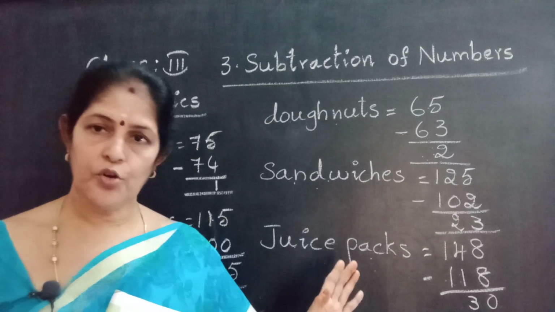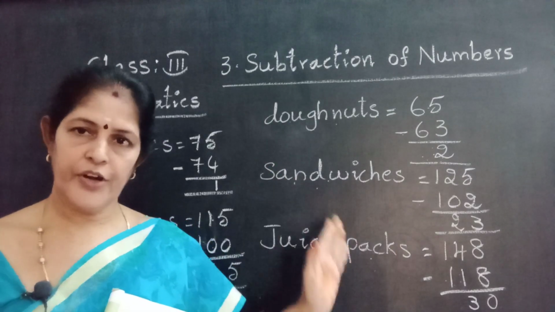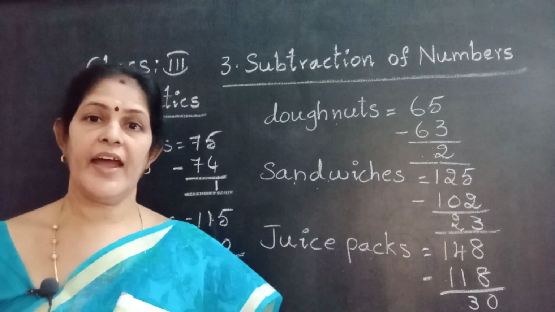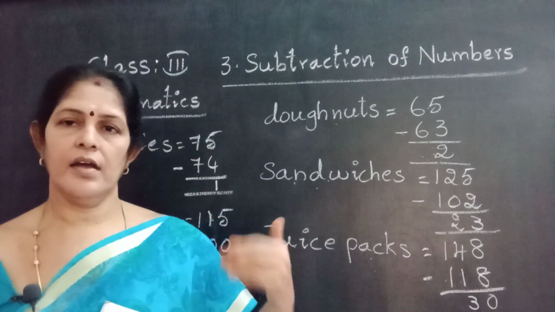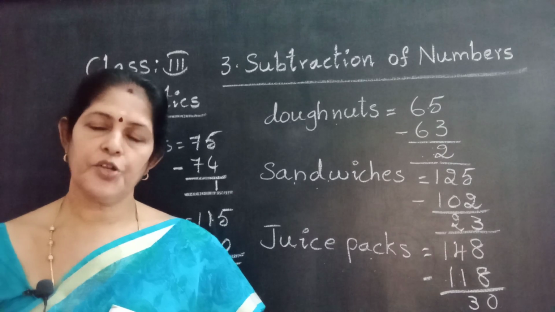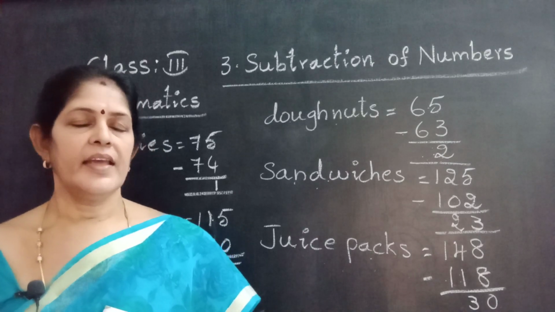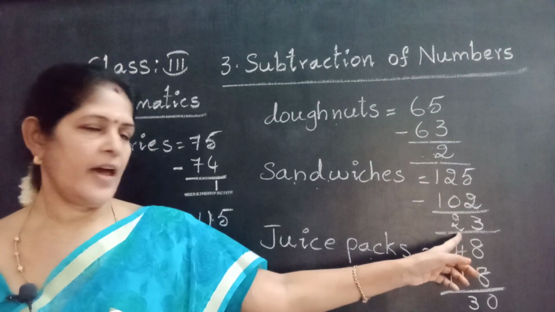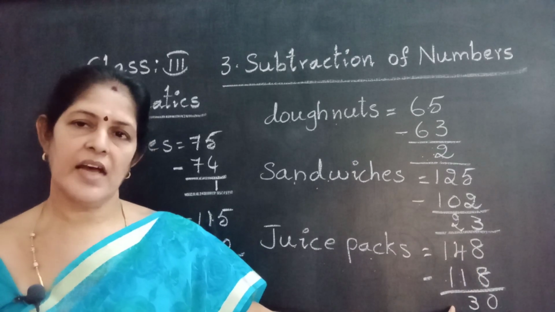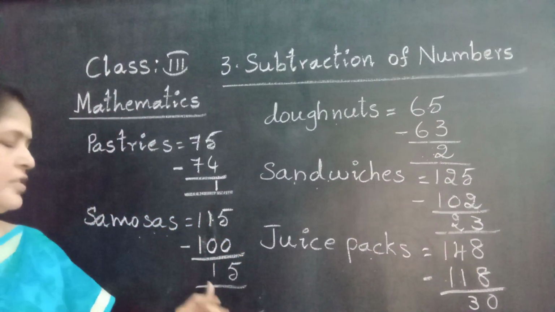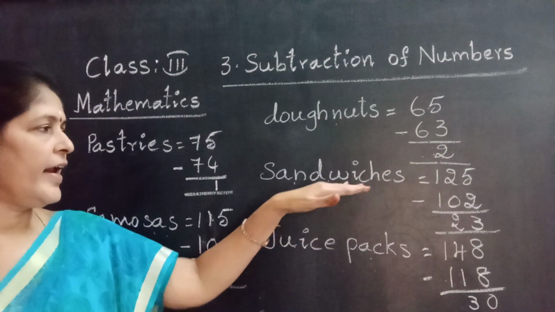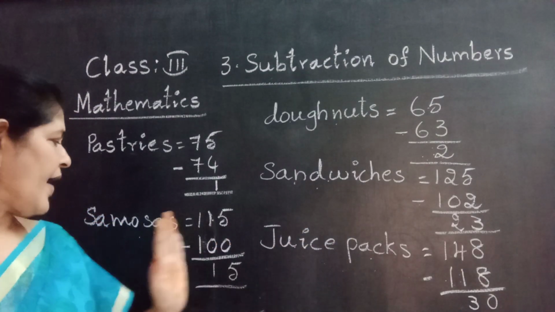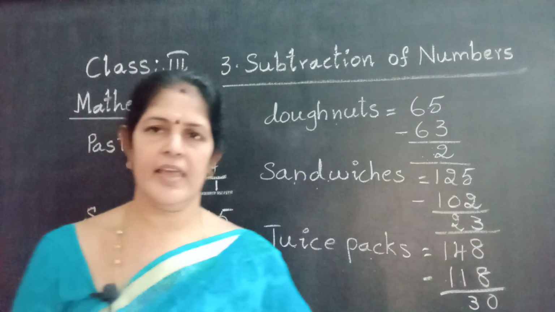Understood? Here the concept is that she ordered some food items. The remaining food items, those which are left, she is going to donate to a charity. Here sandwiches are more, juice packs are also more left, and samosas are also left more. That's why she is going to donate sandwiches, juice packs and samosas to charity.